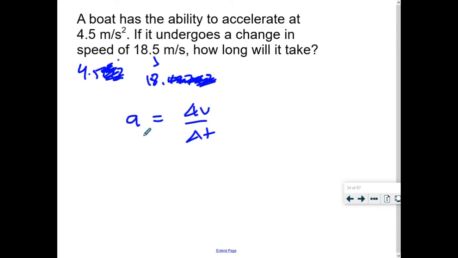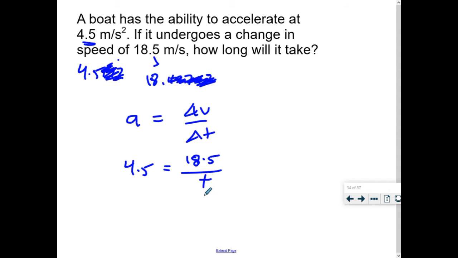So we know the acceleration, right? It's 4.5. So acceleration becomes 4.5. Your change in velocity is 18.5. And time is what we don't know, so I'll just leave it as t if that's cool. And then you just got to algebra it. I like to use algebra as a verb. Can you algebra this? So as long as you got good algebra skills, you just need to isolate for t.